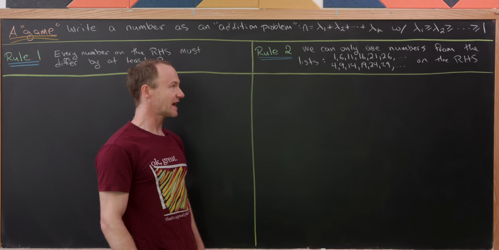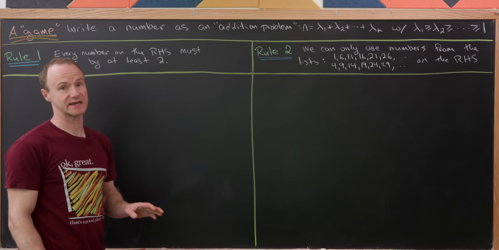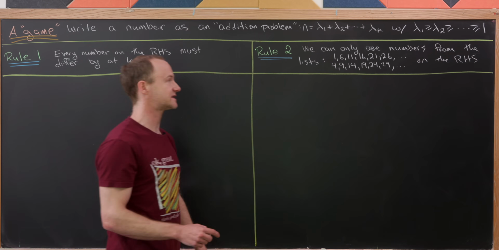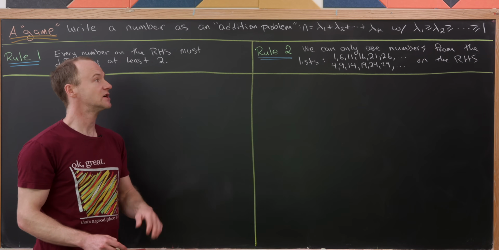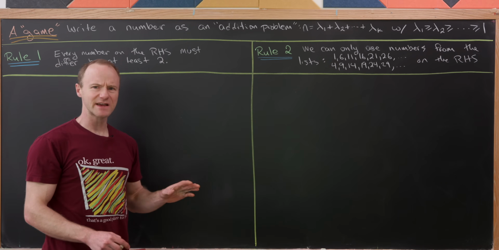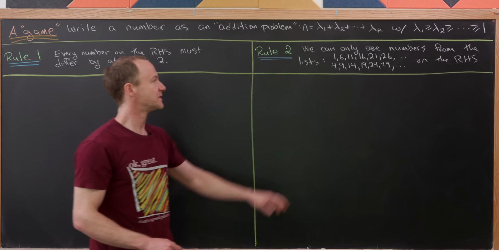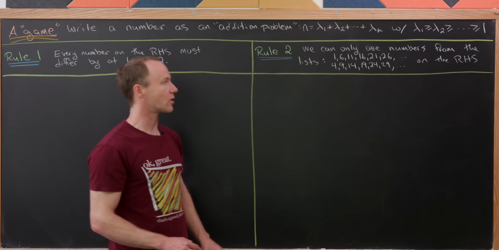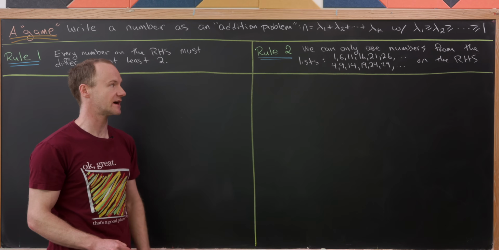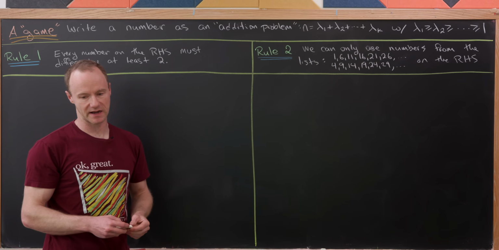And then for the second rule, we're going to only use numbers from the two lists given right here. So our first list is 1, 6, 11, 16, 21, 26, and so on and so forth. That's everything that has a remainder of 1 when divided by 5. And the second list is 4, 9, 14, 19, 24, 29. That's everything that has a remainder of 4 when divided by 9.